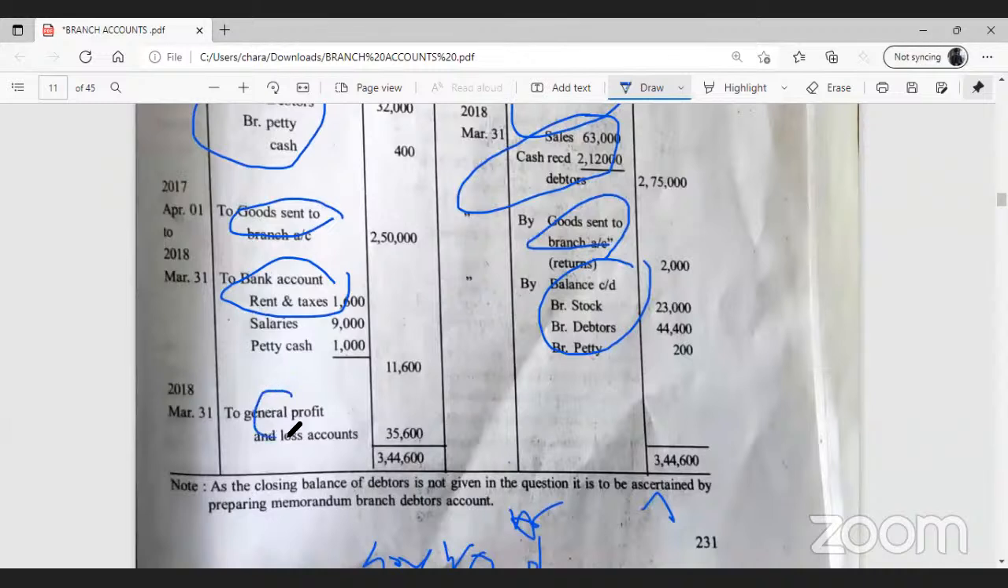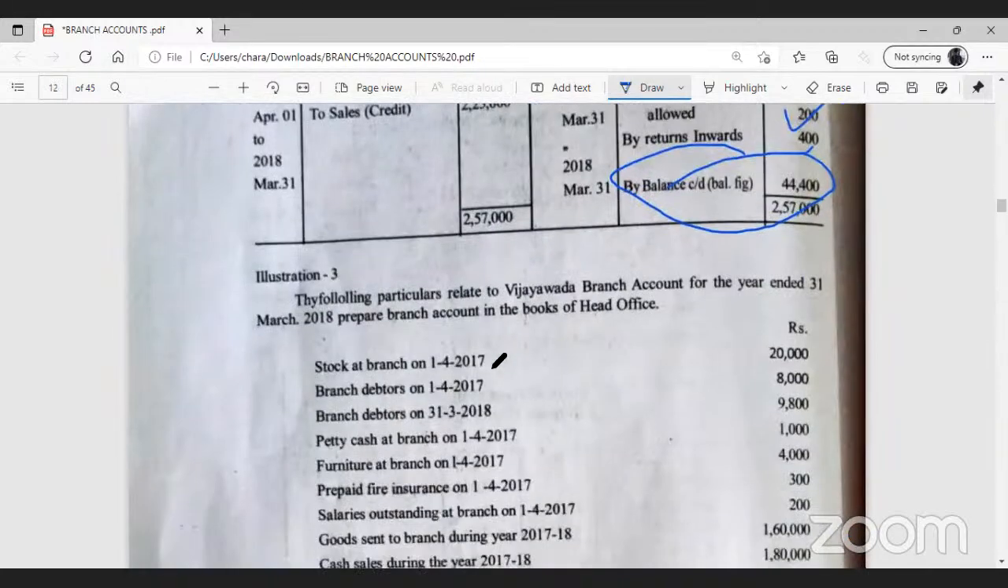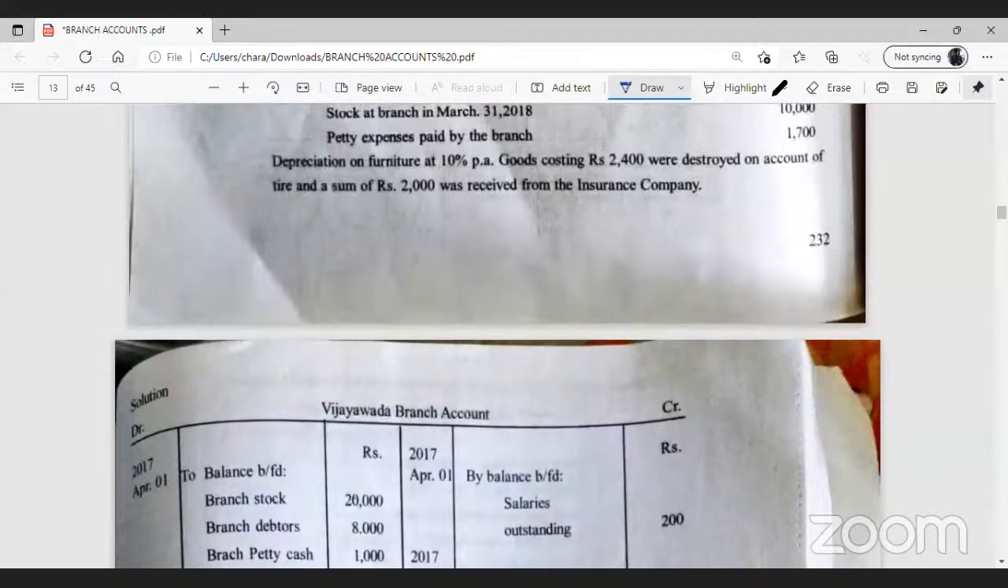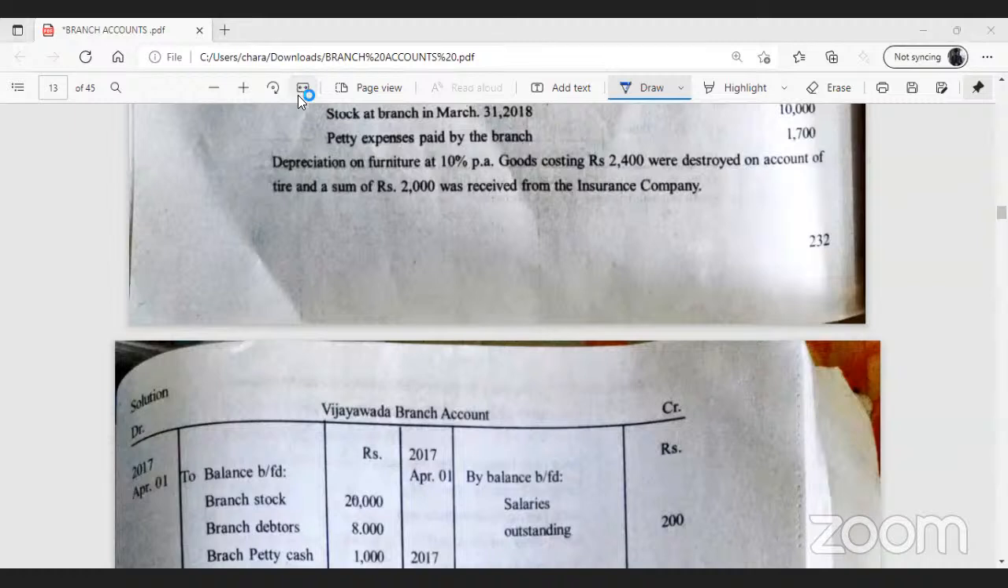So it's going to be the general profit. Okay, how did we get this 44,400? In this question, he gave everything relating to it. Now let us come to the dependent branch. I hope you all understood.